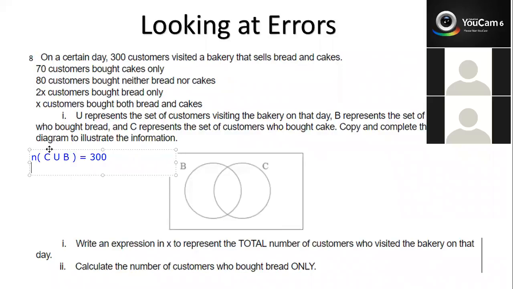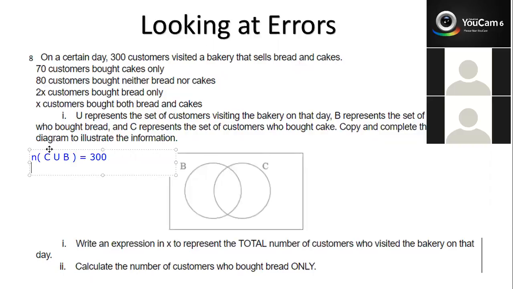Chevelle, what does 70 represent? Set language more here now from you. 70 represents what in set language? Use set language and tell me. 70 represents the elements of cakes only. Yeah, so what about the set language now? It tells us that 70 customers bought cakes only. So, when you're using set language now, what could we use? How could we describe it?